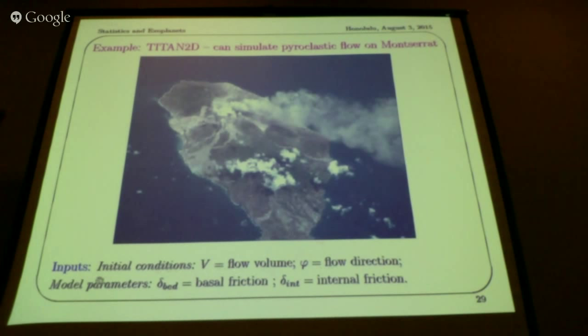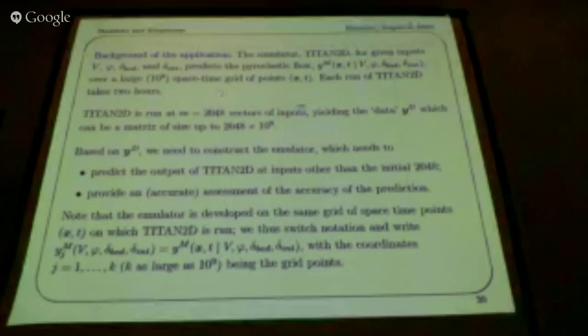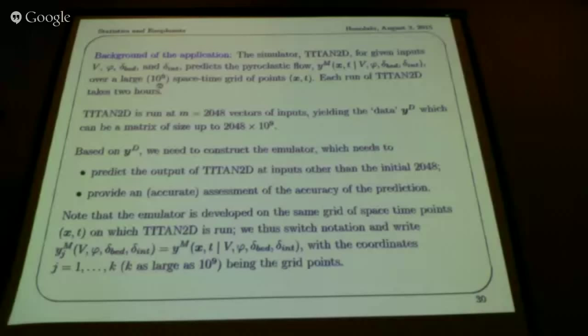These feed into the computer model, and the computer model predicts, based on just PDE stuff and a digital elevation map that's built in, how the flow will go down the mountain. It has those four inputs, and predicts the flow over a large space-time grid of points. X is the spatial points, T is the time points, and it's a space-time grid of size 10 to the ninth that the computer model will predict at, giving various properties of the flow given the initial inputs you feed it. Each run takes about 2 hours, so you can't use the simulator directly in any kind of MCMC or even an optimization.